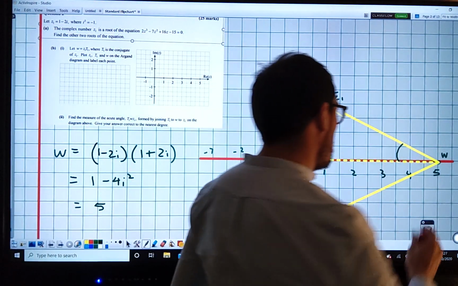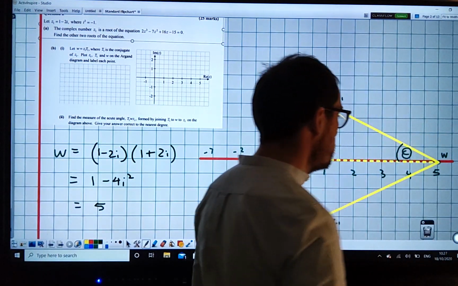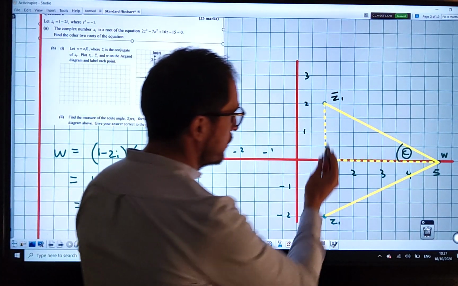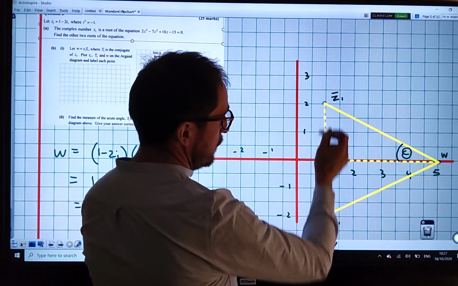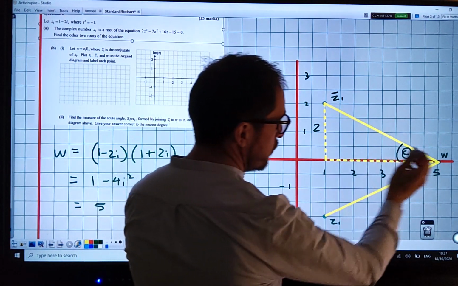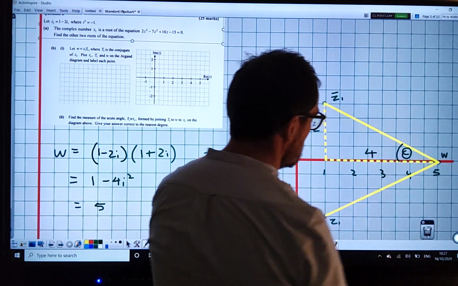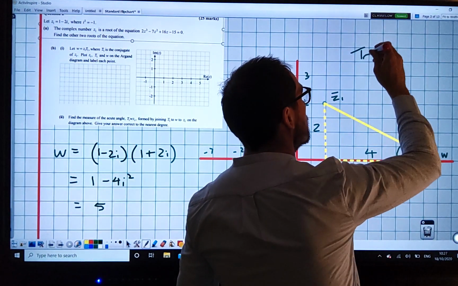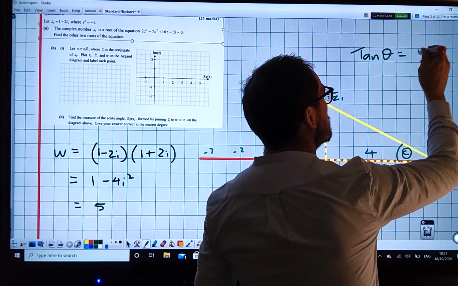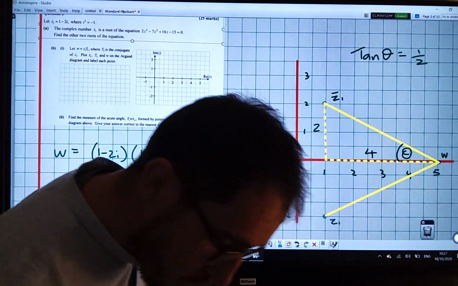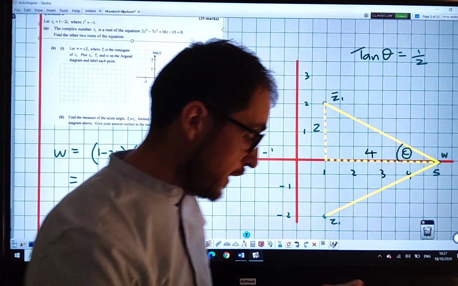So what I'm going to do is work out this angle here, and then double it. Now if you look here, the opposite side there is 2, and the adjacent side is 1 to 5, which is 4. So opposite over adjacent is a half. So I can say that tan theta is equal to a half. Now, if you look that up there, there's nothing there to give you that. So you have to go to your calculator.